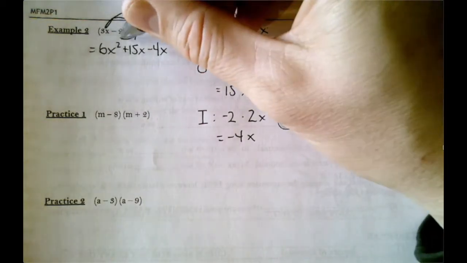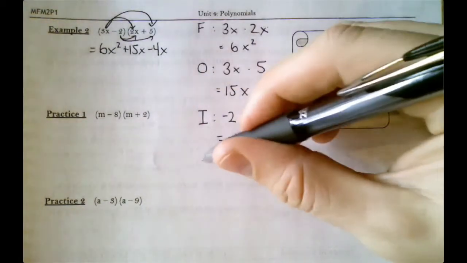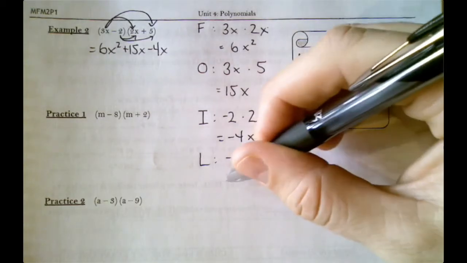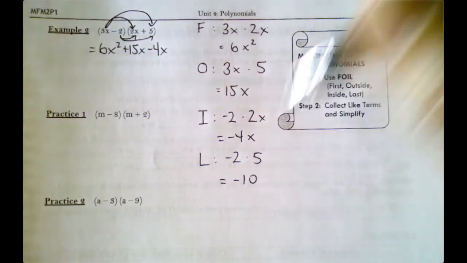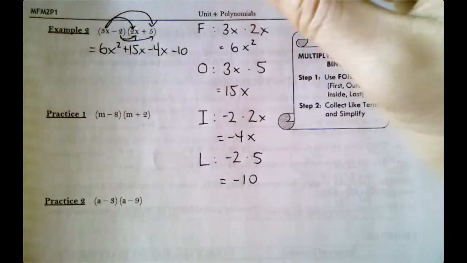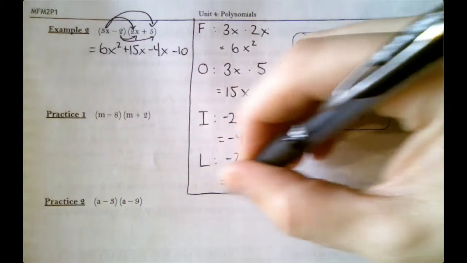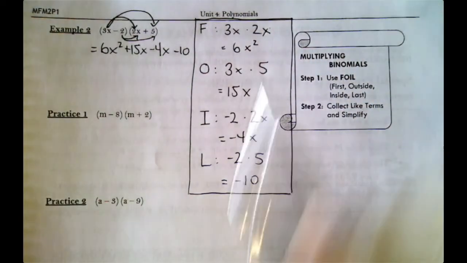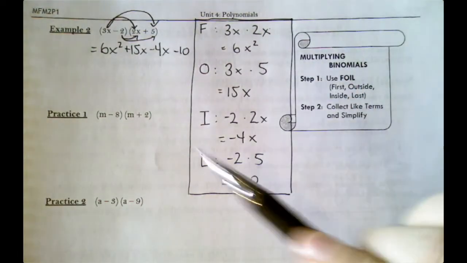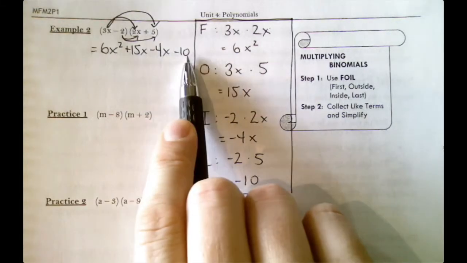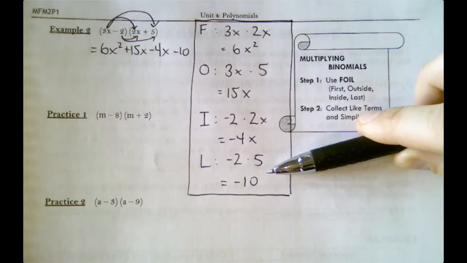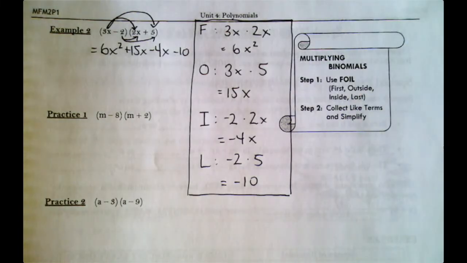And our last step is negative 2 times 5. Negative 2 times 5 is negative 10. I'm just going to box this. There's our work. Now, you don't have to show all this work when you do the question. You just need to be able to get to this point. What I would suggest is probably showing your work the first few times you do FOIL questions. And then you can get to a point where you can probably just go straight from here to here.